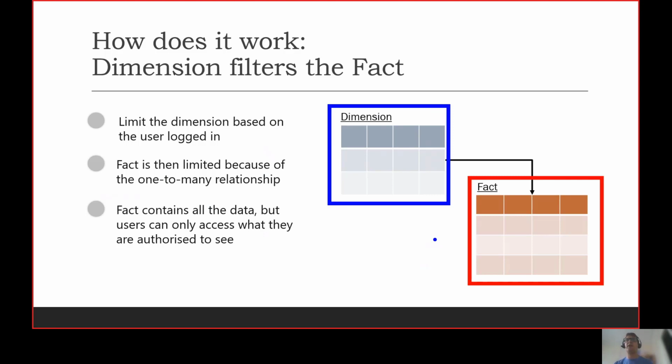And what you can do is you can limit the dimension based on the user that's logged in, and because of this relationship it runs from the dimension table to the fact table, so the dimension being the one side, the fact being the many side. By filtering the dimension table, you automatically filter the fact table so that they can only see the data that they're authorized to see.